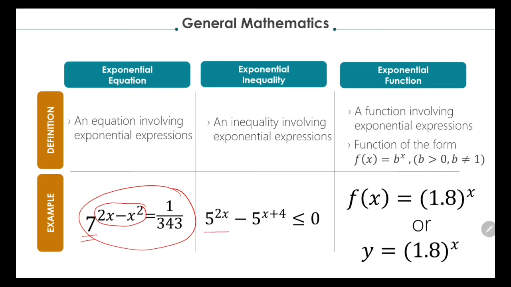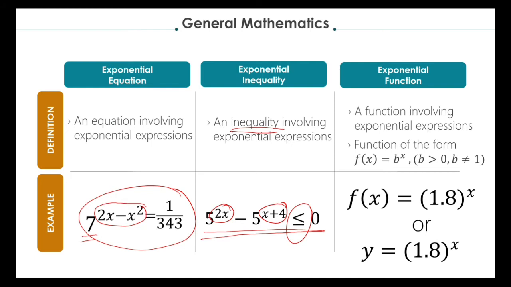So, tignan natin yung examples natin. We have 5 raised to 2x minus 5 raised to x plus 4 is less than or equal to 0. So, pansinin nyo, yung exponent natin ay with variables. And also, since ito ay inequality, gumagamit tayo ng inequality symbol. So, it may be less than, greater than, or equal, or less than or equal.